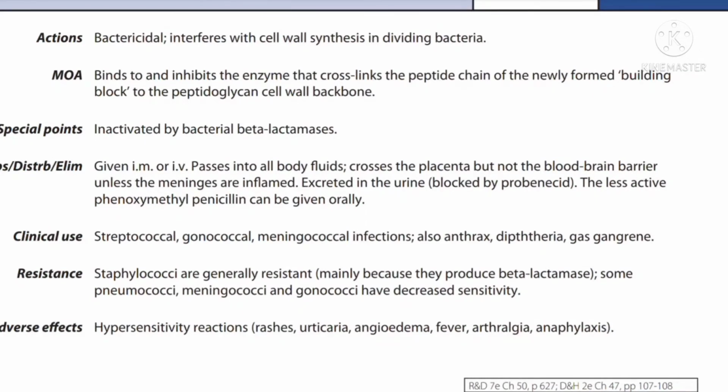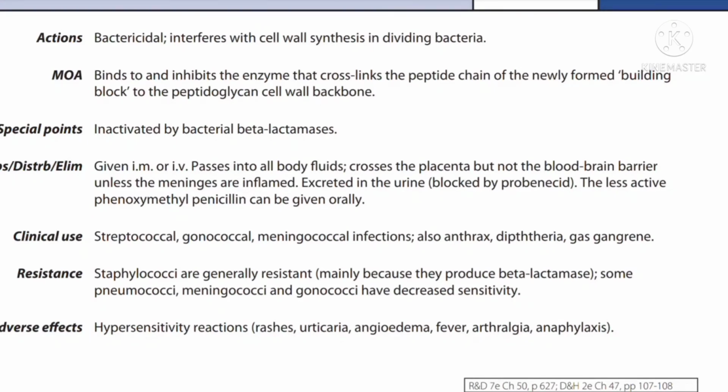Its clinical uses include staphylococcal, gonococcal, meningococcal infections, and its major clinical use, as you can see in the last, is gas gangrene. As for its resistance pattern, staphylococci are generally resistant mainly because they produce beta lactamase, obviously because it is inactivated by the bacterial beta lactamase, and some pneumococci, meningococci, gonococci have decreased sensitivity.